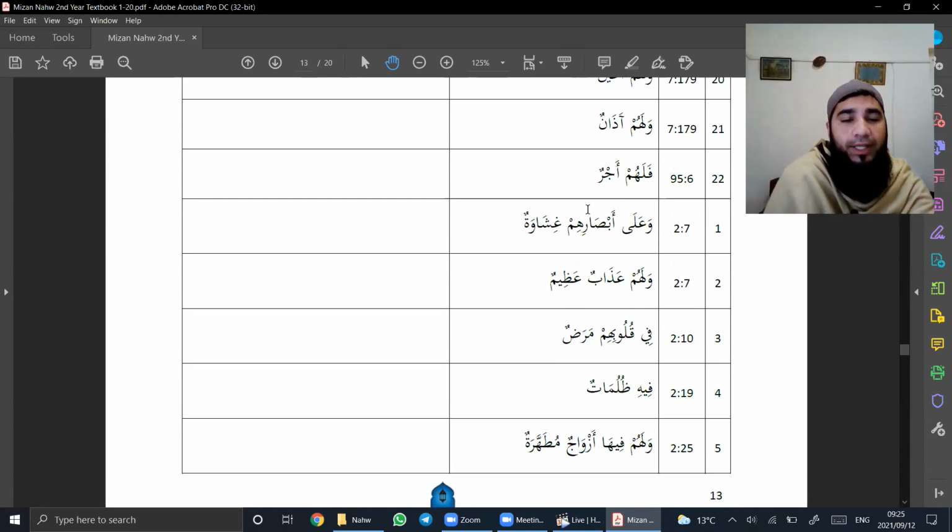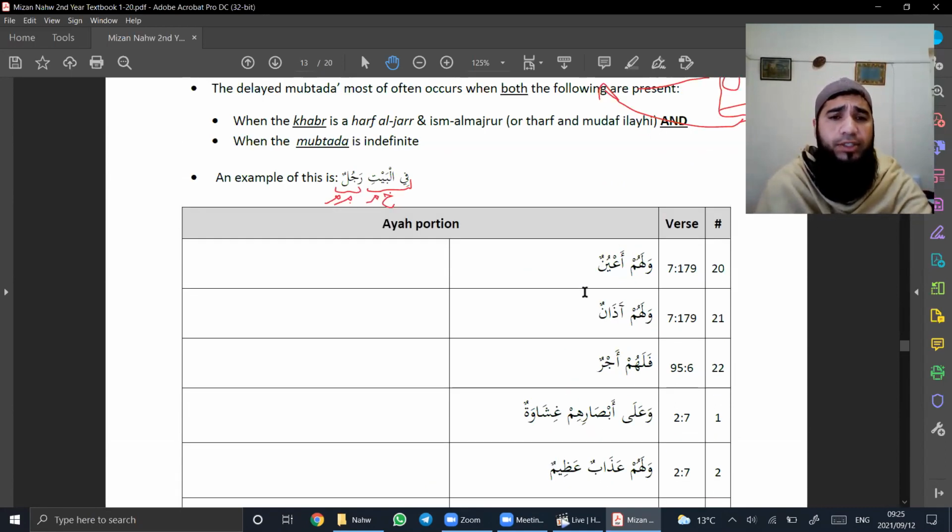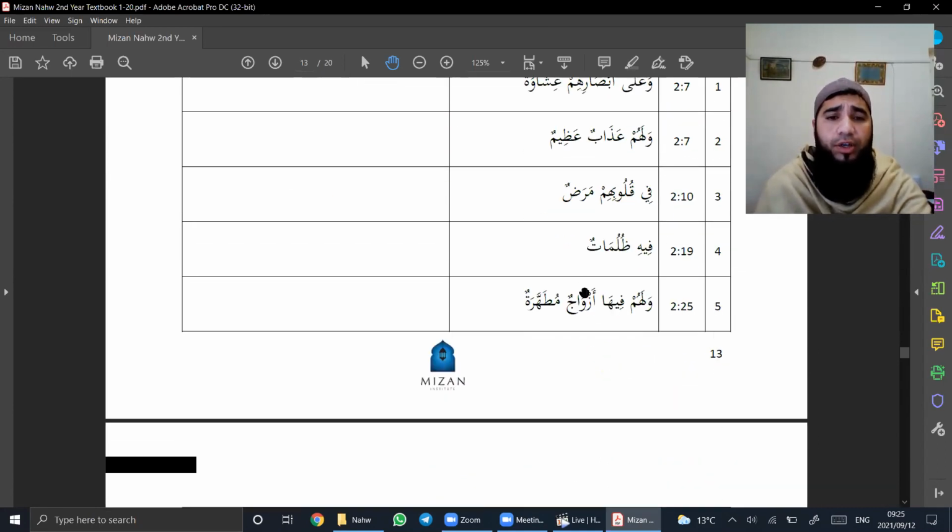Right? Now, I want you to remember that a mubtada can sometimes have sifat attached to it. It can have mudafun ilay attached to it. Right? And so that shouldn't throw you off. And so too can words in the khabar, etc.